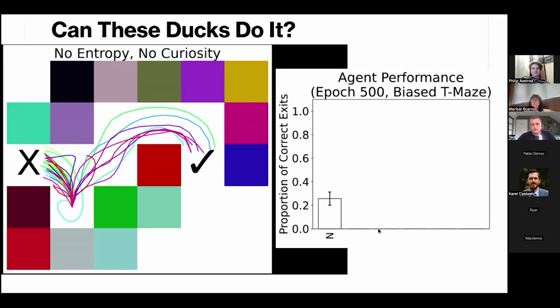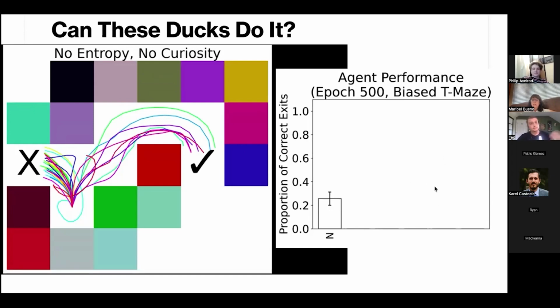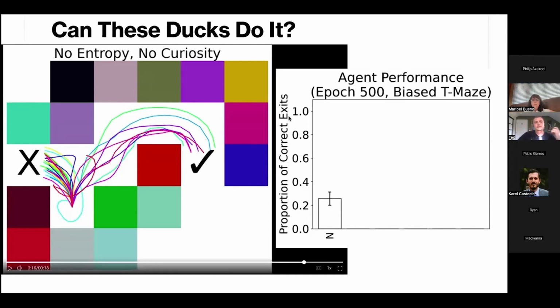So over here, there's just sort of a bar, and this is N, meaning no entropy and no curiosity. You'll notice there's a lot of empty space, and that's because we're going to look at other ducks in the future. And this is the proportion of correct exits in the last 10 episodes. So these ducks, they tried these mazes 500 times throughout training, once for each epoch. And in the last 10 epochs, it looks like they chose the correct exit about a quarter of the time, about 25% of the time.